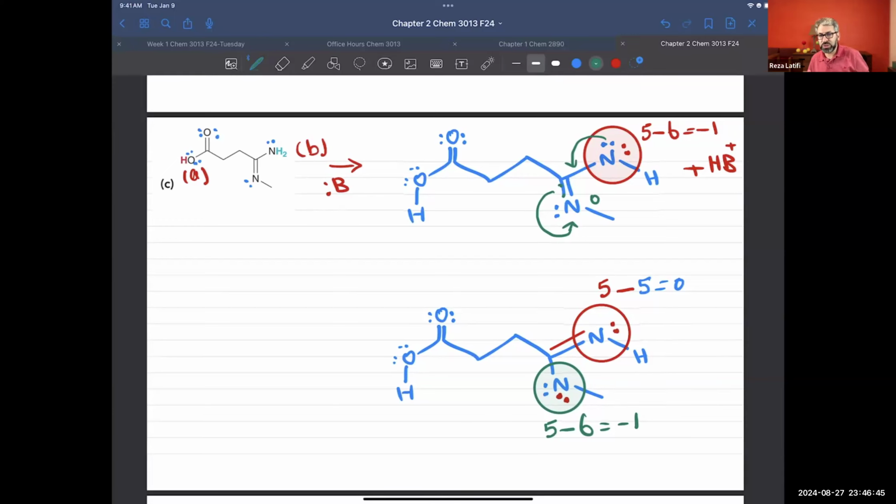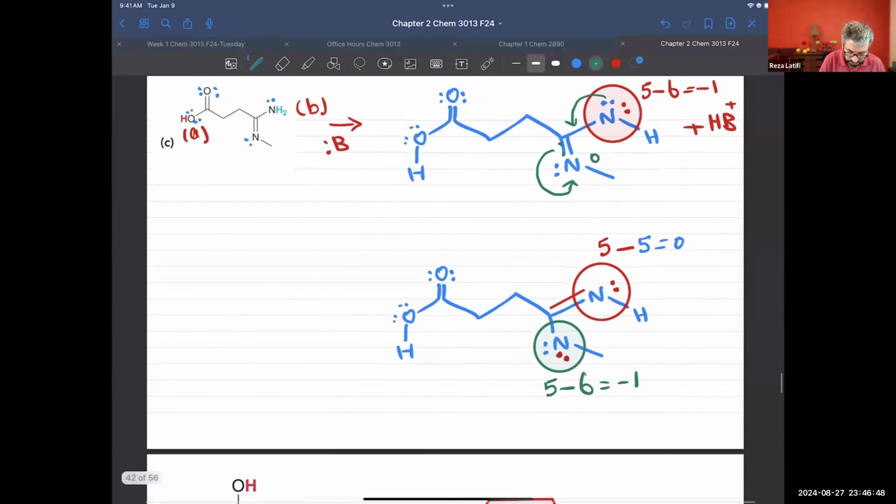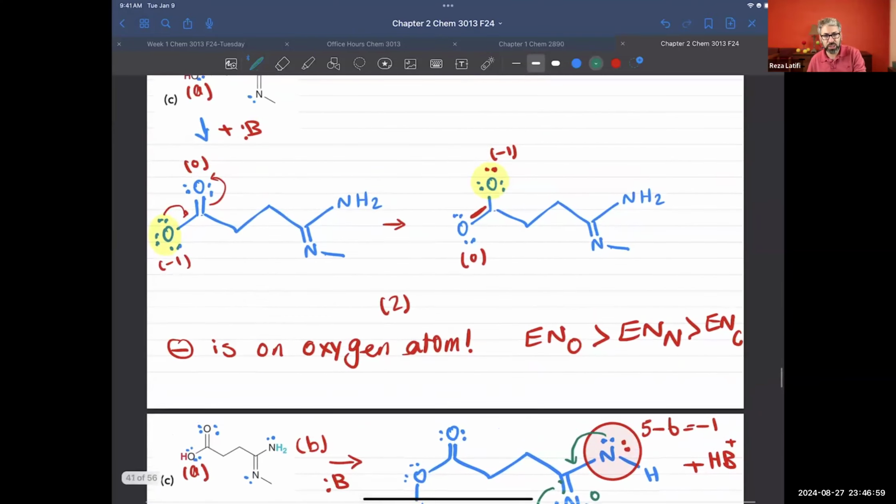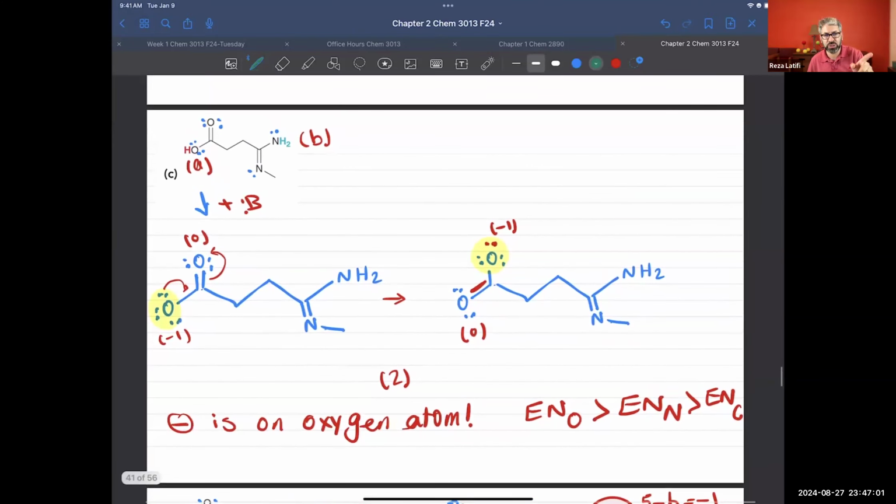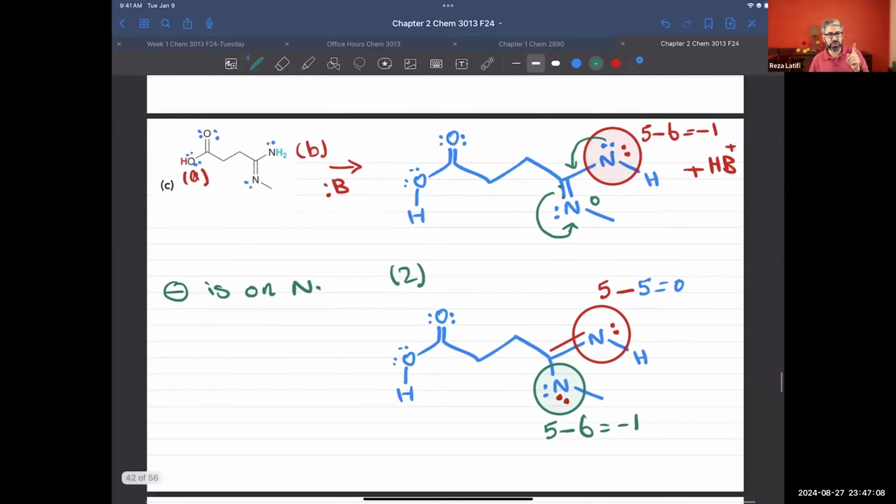Where is the negative charge? The negative charge is on nitrogen. How many resonance structures do we have? We have 2 resonance structures. Let's compare it with the previous one. The previous one also had 2 resonance structures. If you take the hydrogen sitting on oxygen, the negative charge is on oxygen. The second one, if we take hydrogen from nitrogen, you get 2 resonance structures, and the negative charge is on nitrogen. So the number of resonance structures is the same.